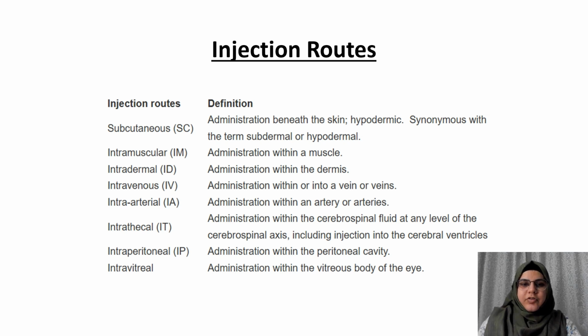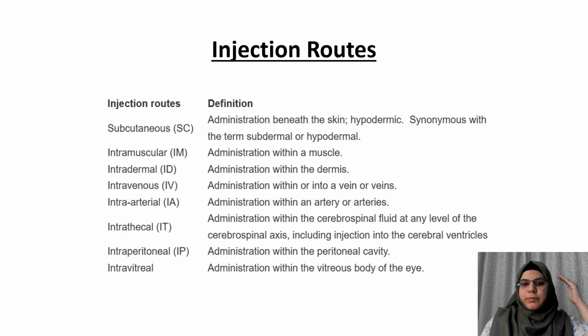The next one is intravenous. Intravenous is the regular one, administration within or into a vein or veins. That means the injection is given into the vein. Actually, we have two kinds of blood vessels: one is veins, the second is arteries. Intravenous is given into the vein, and intra-arterial is given into the arteries. Next one is intrathecal.